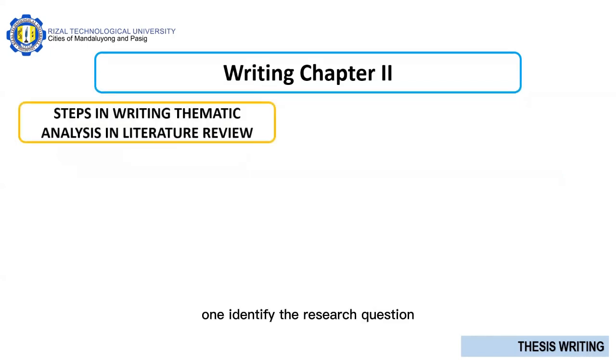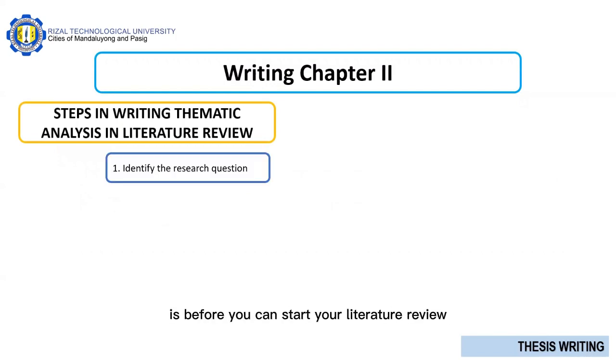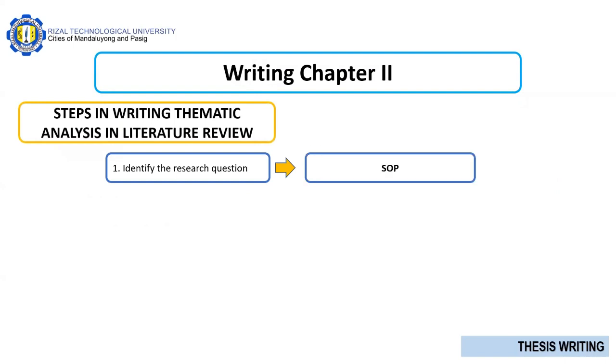1. Identify the research question. You need to know what your research question is before you can start your literature review. This will help you figure out what the most important ideas and search terms are for your search. This depends on the themes in your SOP.